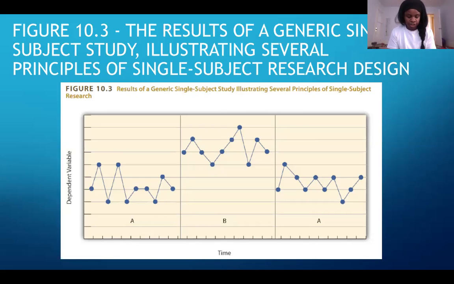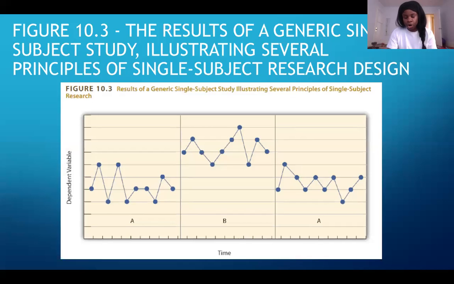So some general features of single subject designs. This is figure 10.3. You can actually locate figure 10.3 on page 175 in your textbook. This is a figure of a generic single subject study, okay? So pause the video here and please definitely read on this graph, but I'm going to go through it as well, of course, okay? Figure 10.3, the results of a generic single subject study illustrating several principles of single subject research design, okay?